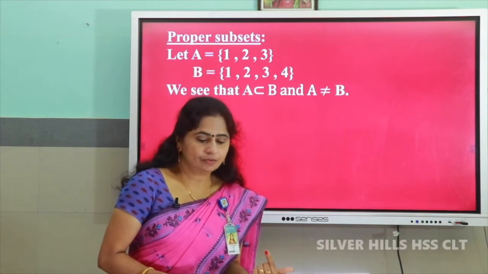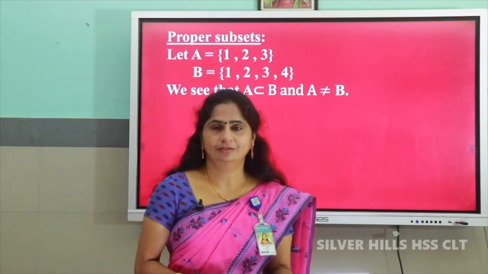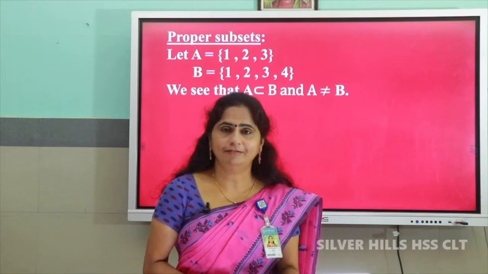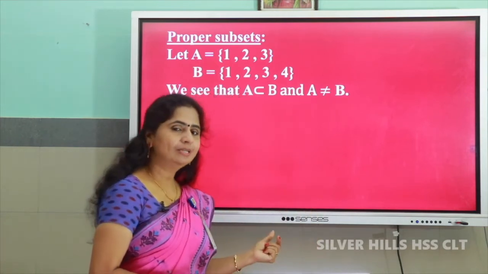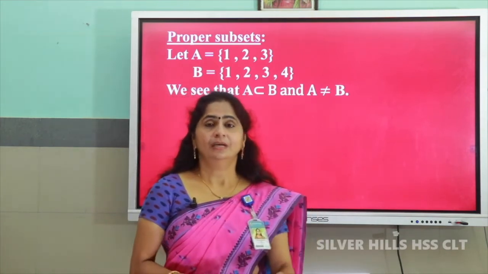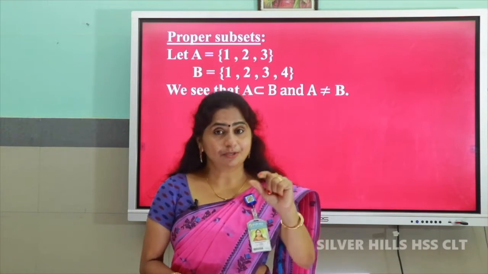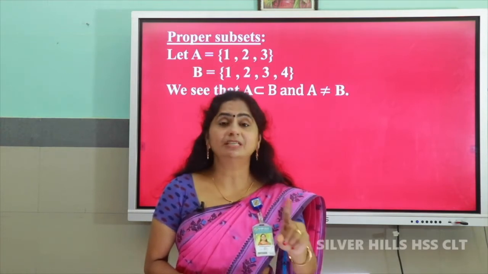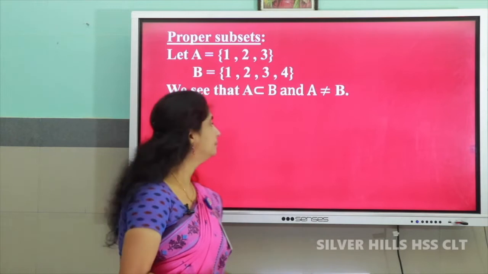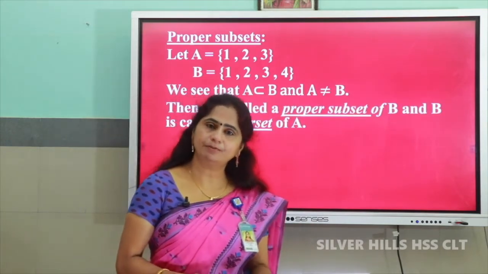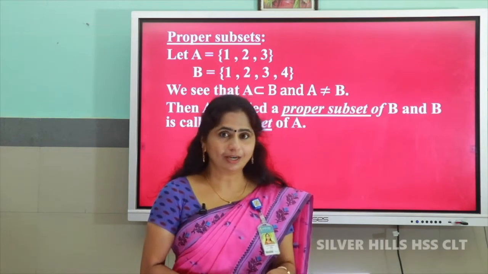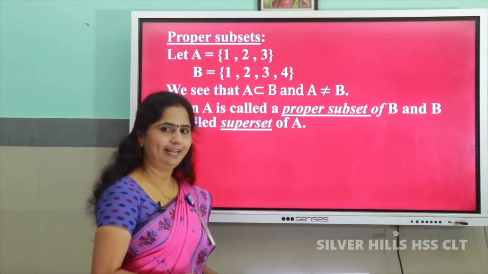Like in lower classes, we have studied proper fractions. For example, 3 by 5 is called a proper fraction because the numerator is less than the denominator. Similarly, here we call this a proper subset. If A is a subset of B or contained in B, but it is not equal to B, then A is called a proper subset of B and B is called the superset of A.